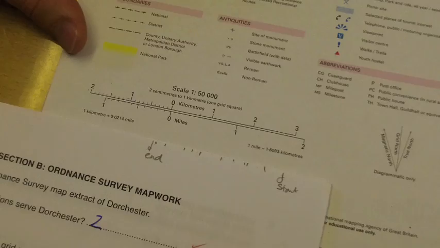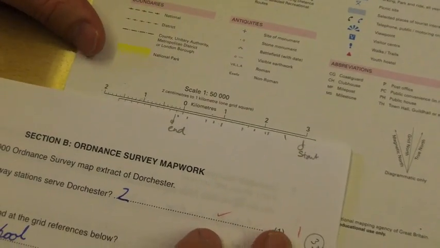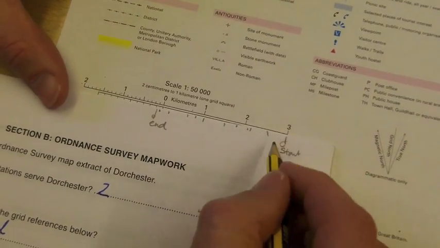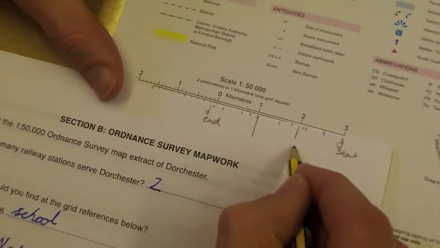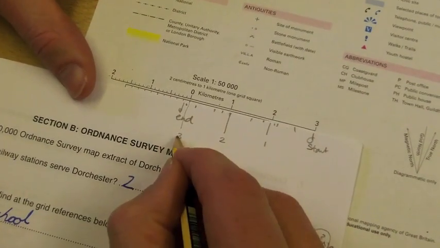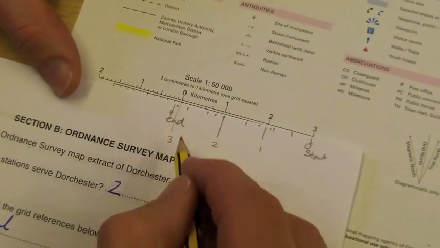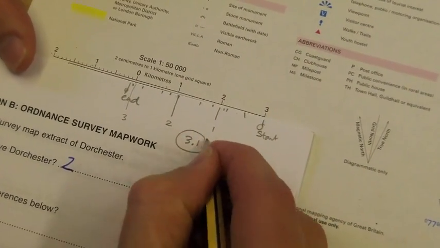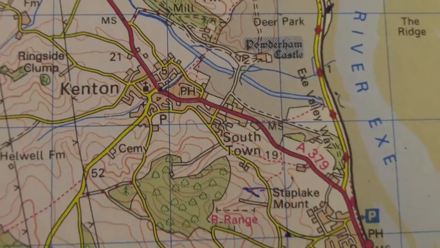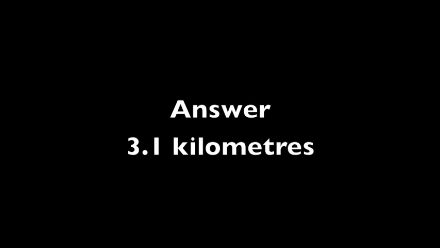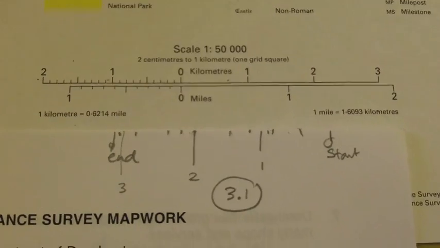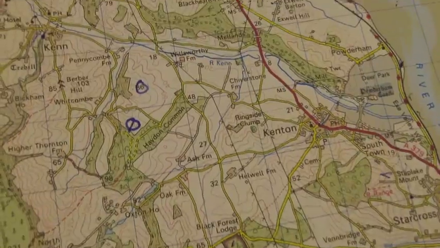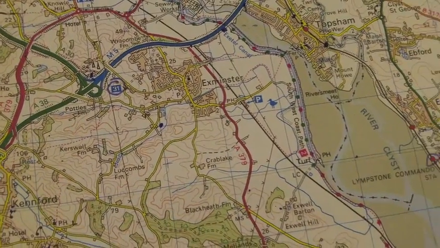Now I'm ready to measure in kilometres. So I put this next to 3. That's 1, 2, 3.1 or 3.2. Let's have another look. Let's call it 3.1. Then I just check my answer. Answer: 3.1 kilometres.